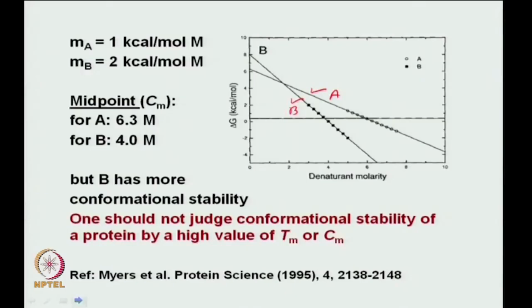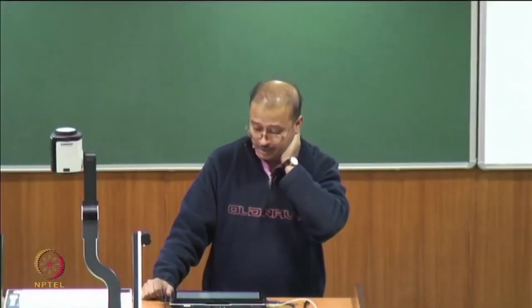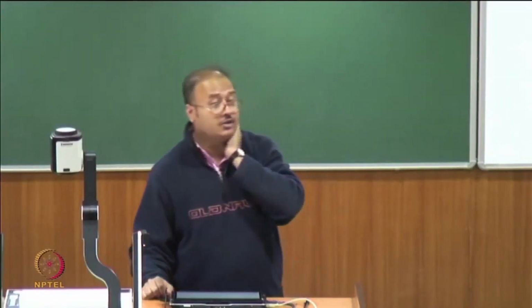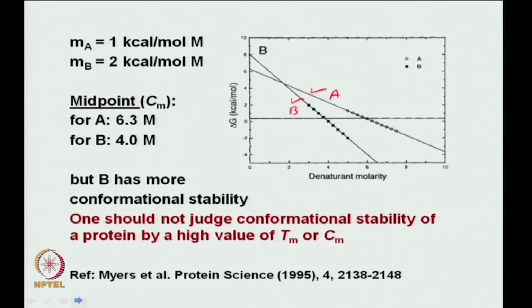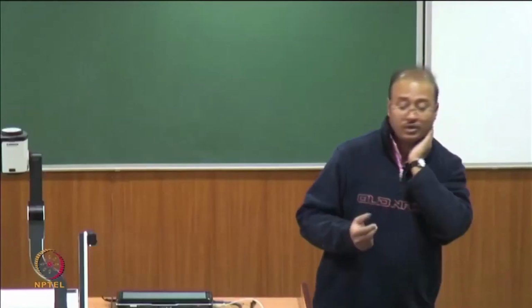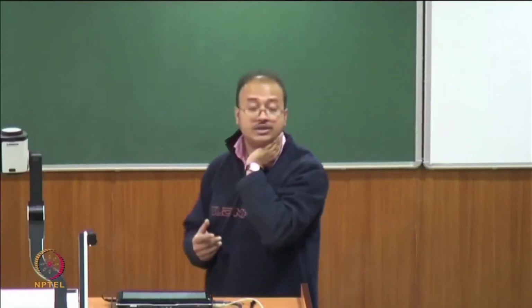So, we will stop here. That is essentially bringing us to the end of chemical denaturation. Next class, what we will do is look at some mechanisms that people think of for chemical denaturation, the mechanisms they invoke to denature proteins, and then move on to other types of denaturation.